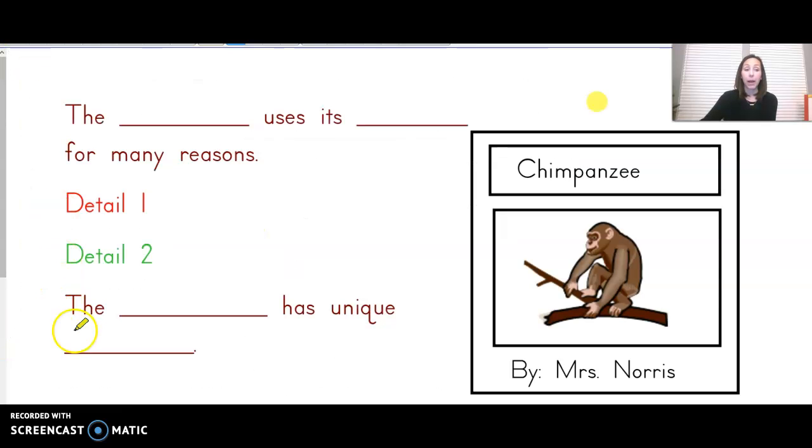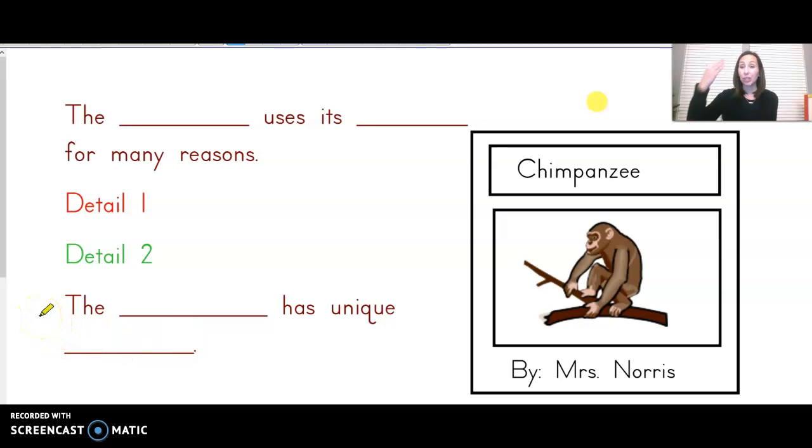Now, I have my conclusion. The blank has unique blank. So in this case, I would fill in again, just like with my topic sentence, my animal and the feature. The chimpanzee has unique hands. And those would be my 4 sentences.